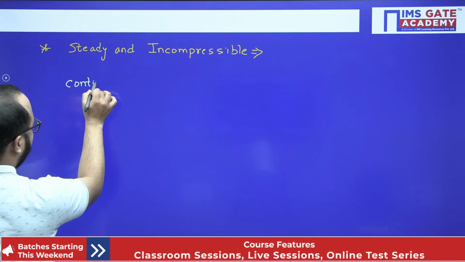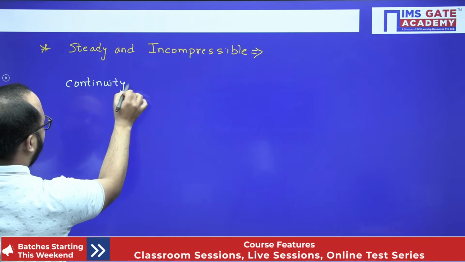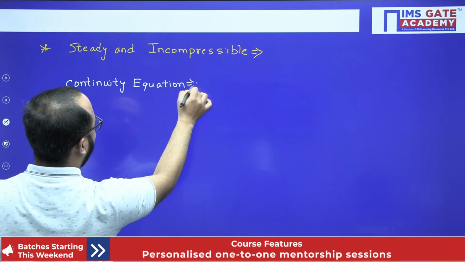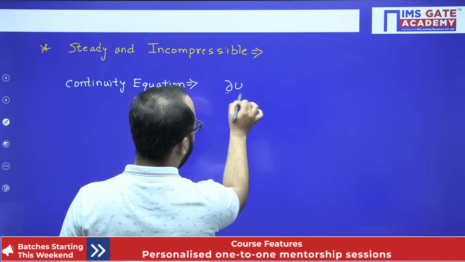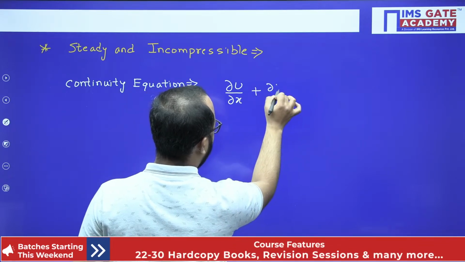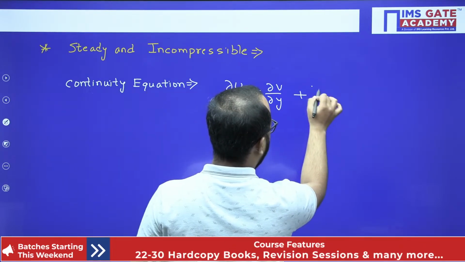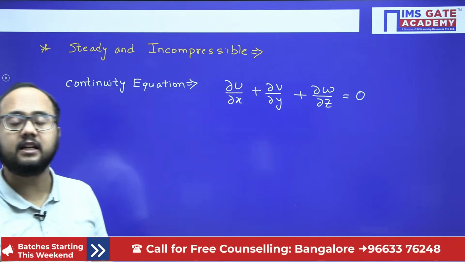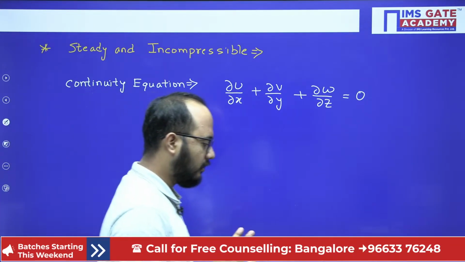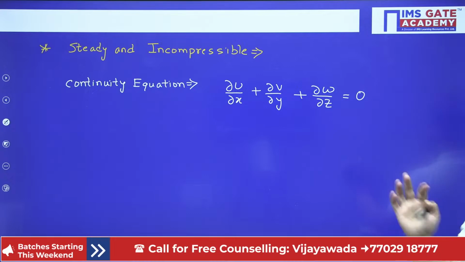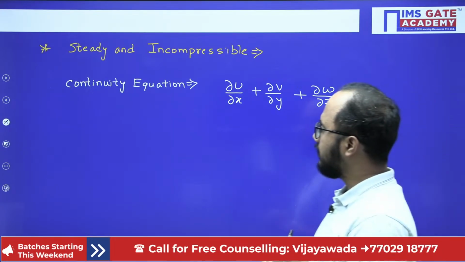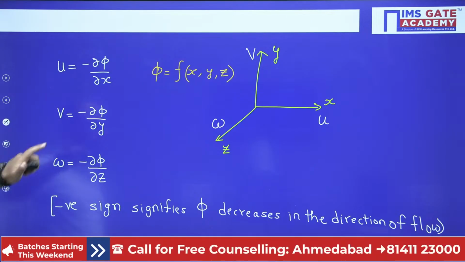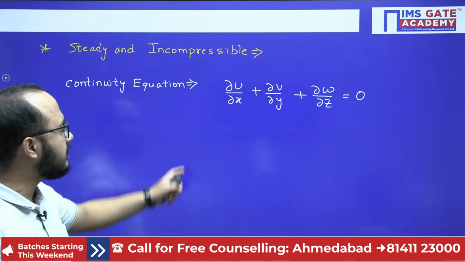Continuity equation will be like this: dou u by dou x plus dou v by dou y plus dou w by dou z equals zero. This is our continuity equation whenever the flow is steady and incompressible, right? That is a very important point. Okay, everyone, I hope the point is clear. Now we will apply this equation and see whether it is satisfied or not. For that you should understand u, v and w values. We will just put these values in this particular continuity equation.